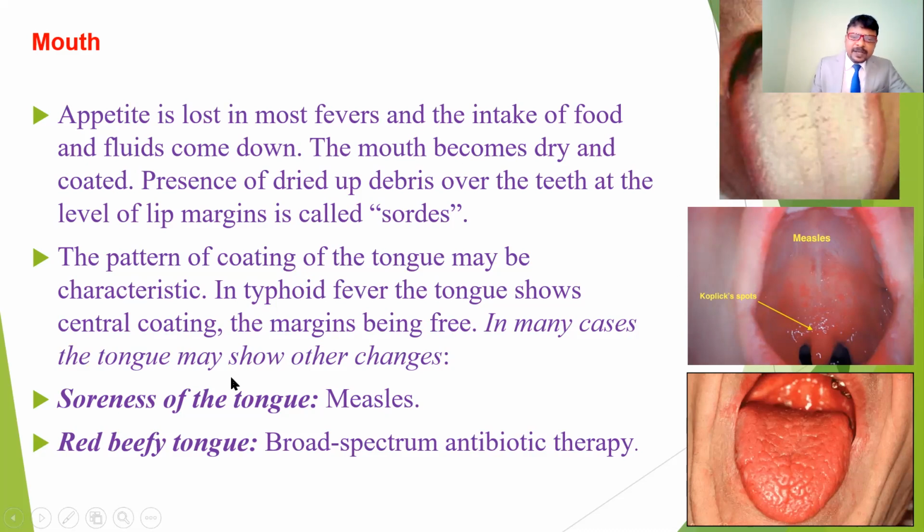In many cases, the tongue may show other changes, not only in typhoid but in many others, like high fever, so the tongue coating gets altered. In typhoid, the center has the debris formation and the periphery is clear. The more common symptoms associated with typhoid fever are high fever, continuous fever, and rashes, as well as a tongue coated with debris. So these give the clues.